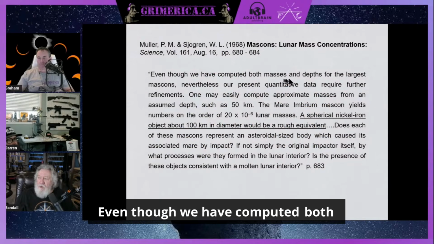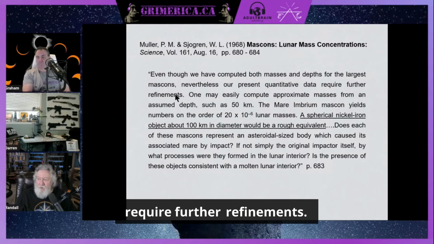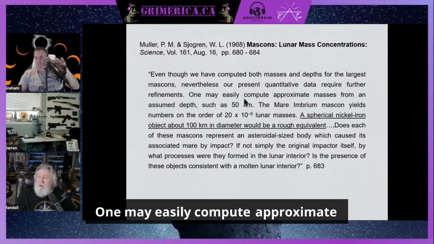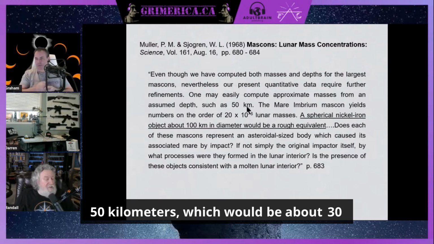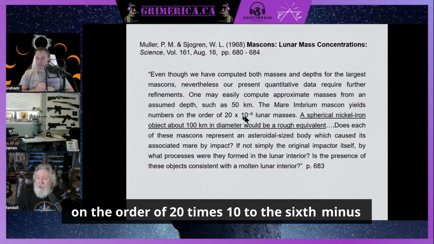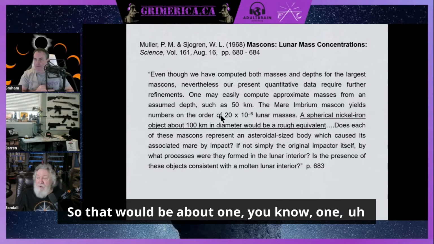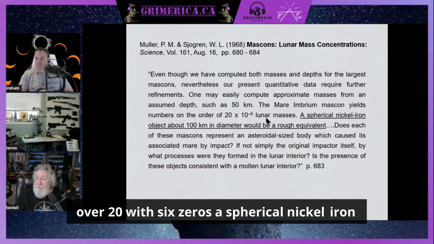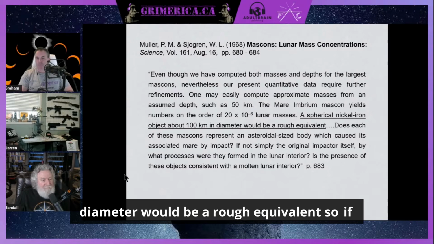Even though we have computed both masses and depths for the largest mascons, nevertheless, our present quantitative data require further refinements. One may easily compute approximate masses from an assumed depth, say, such as 50 kilometers, which would be about 30 miles. The Mare Imbrium mascon yields numbers on the order of 20 times 10 to the minus 6 lunar masses. So that would be about one over 20 with 6 zeros. A spherical nickel-iron object about 100 kilometers or 60 miles in diameter would be a rough equivalent.